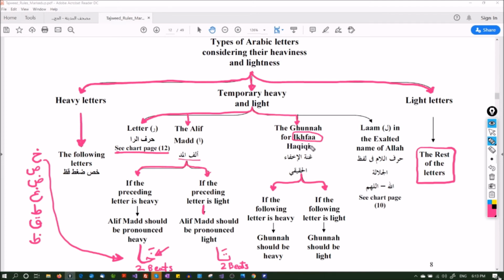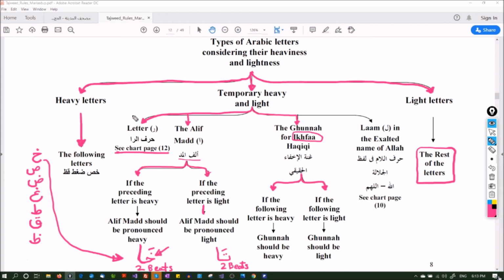Ikhfa means to hide the makhraj of noon and just do a nasal sound. Okay, ghunnatul ikhfa, nasal sound. When we apply the rule of ikhfa, we have the rules of noon sakin and tanween that inshallah we'll be doing soon. And when we do the nasal sound, if the following letter is heavy, the ghunna should be heavy, and inshallah we will discuss it. If the following letter is light, ghunna should be light. Okay, so these are the two things.